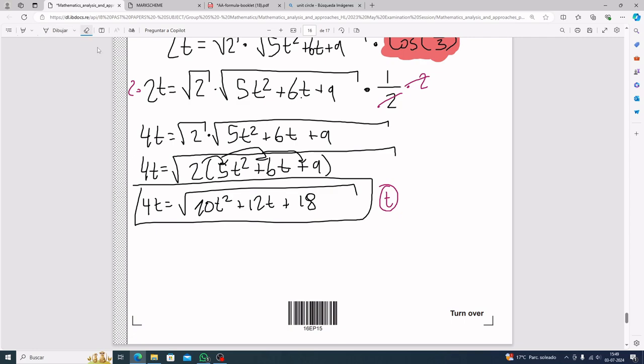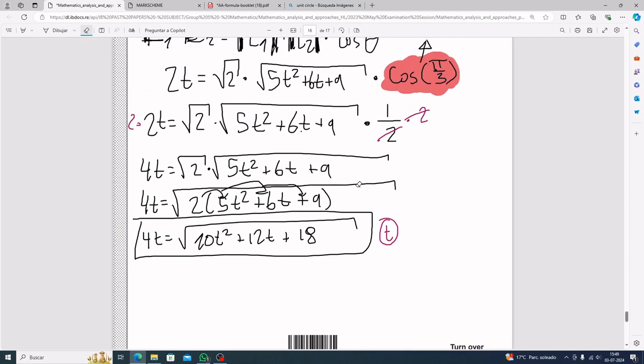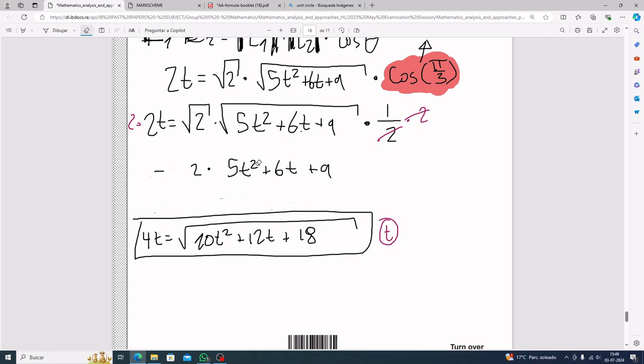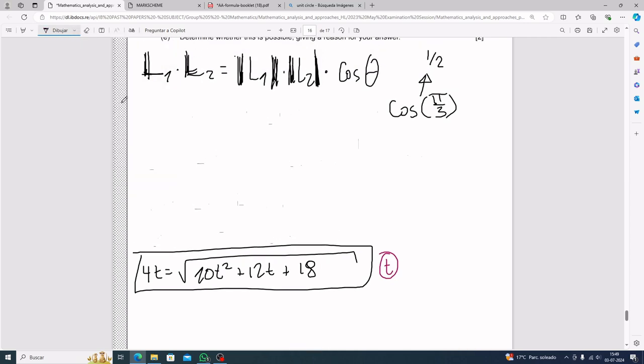Now, the most annoying thing to deal with right now is the fact that you have a square root in there. How do you get rid of a square root? Well, the best thing I can suggest is squaring the square root. The reason is that much like multiplying is the opposite of dividing, the opposite of square root is squaring whatever you have. So 4t equals this whole thing.